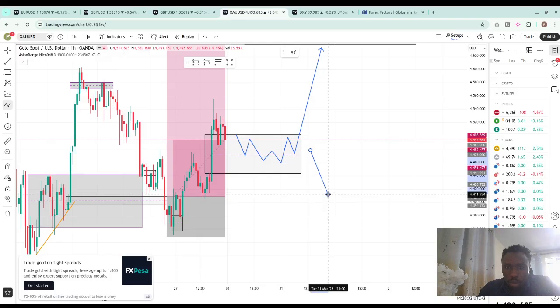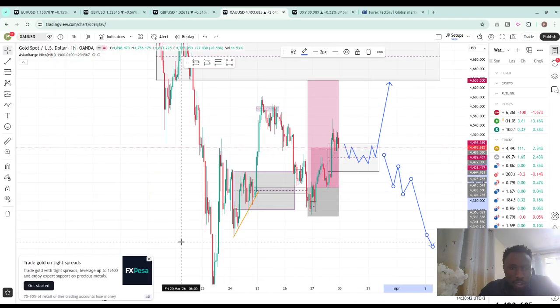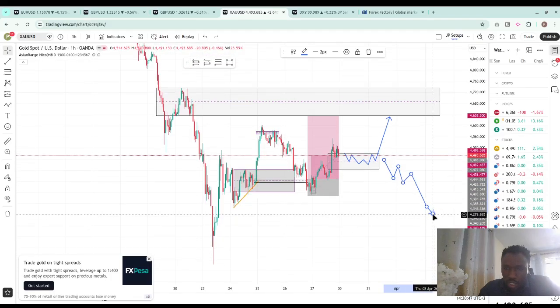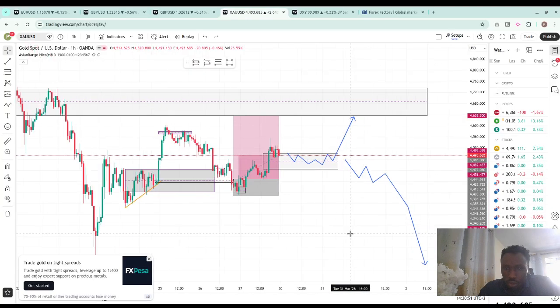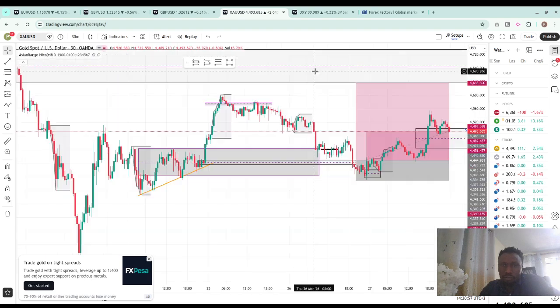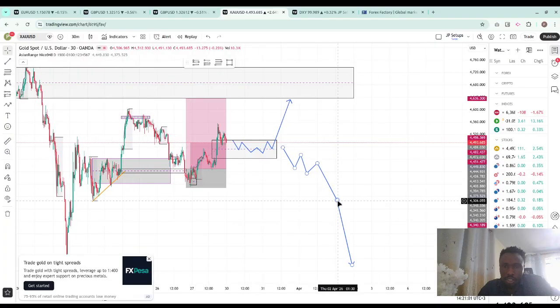a drop, then a retest of this point, then another drop, probably lower, to take out these trendline liquidities. At the moment it's currently dropping, gold is on a downtrend. Those are the two possible scenarios that I'm seeing. But yeah, let's just wait and see how it is going to behave.